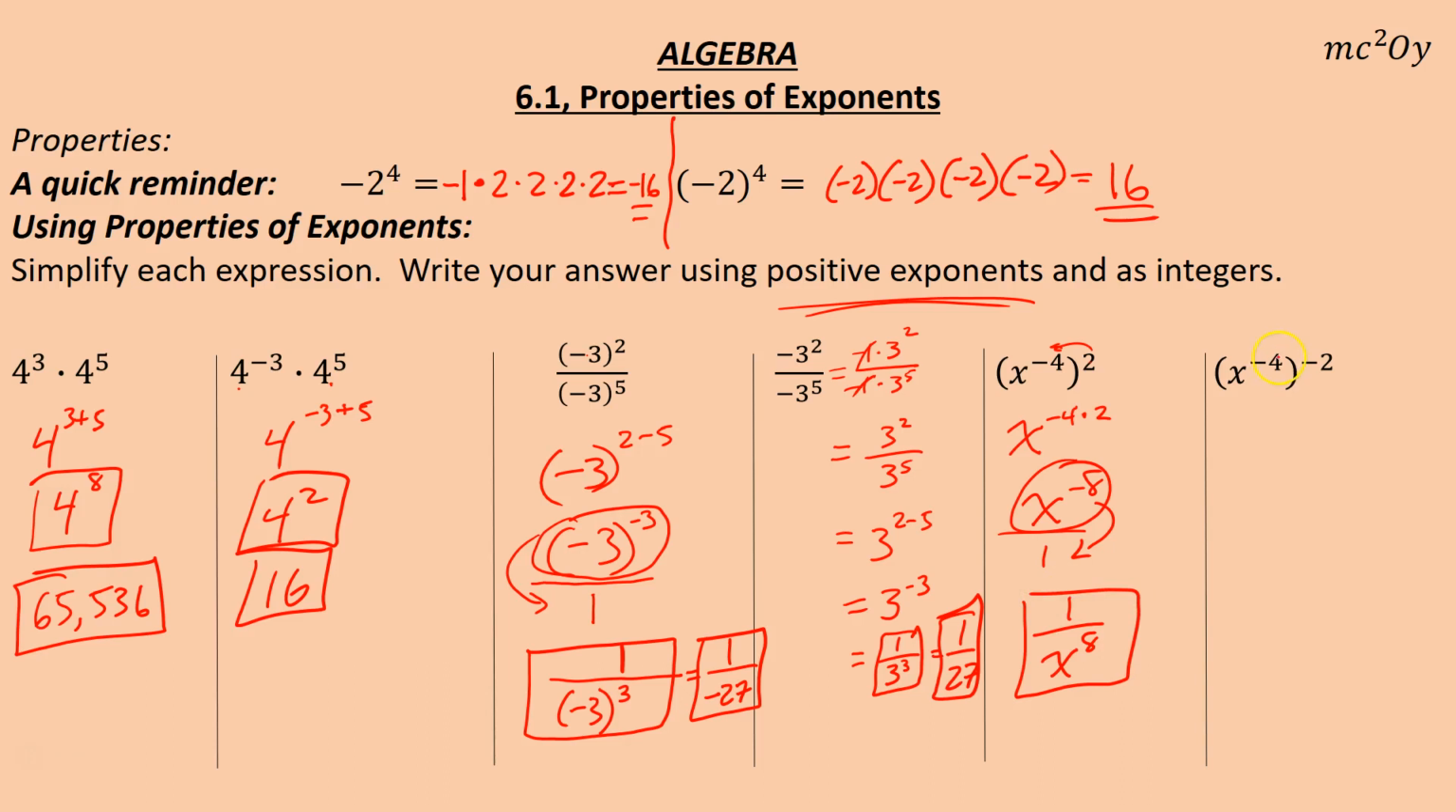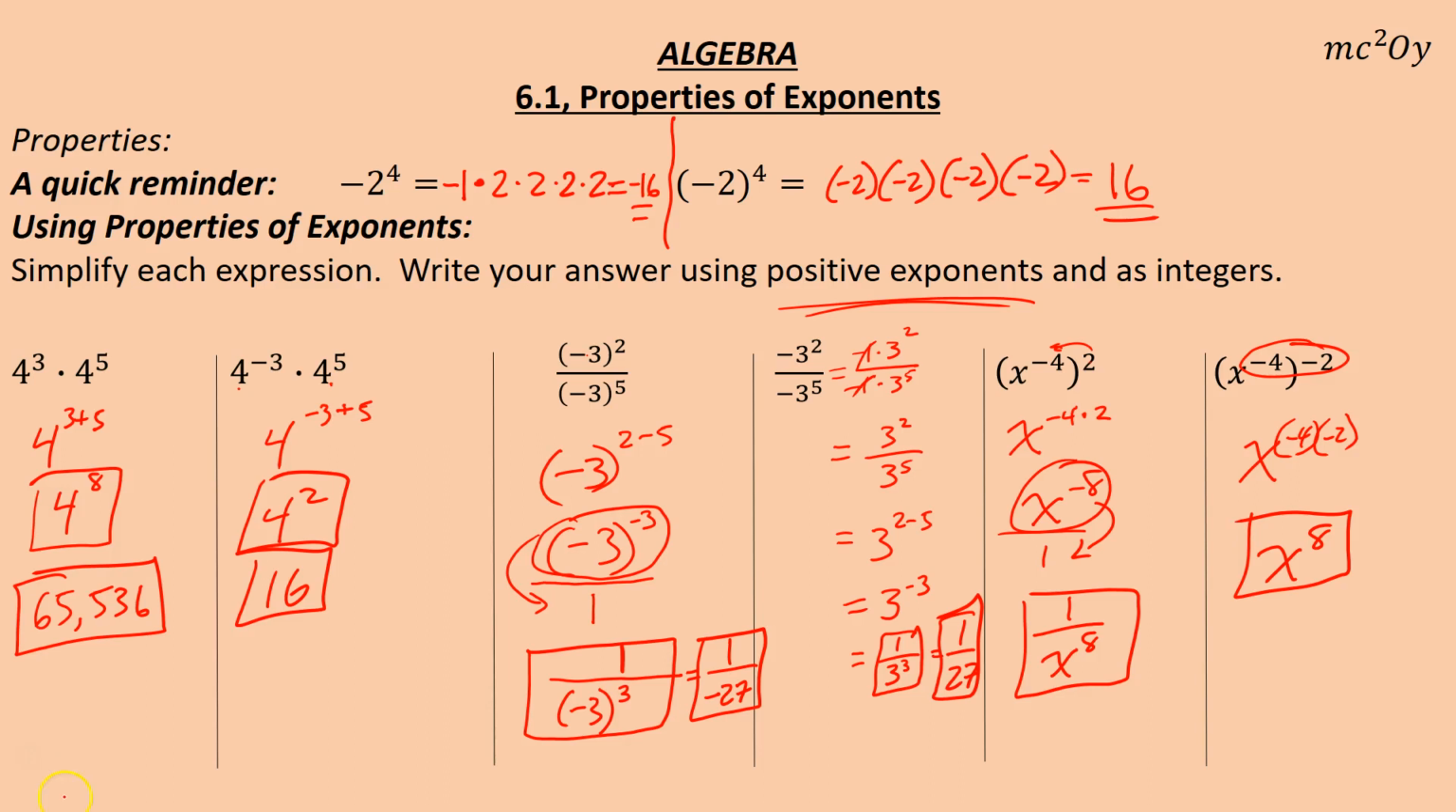Okay, and this last one here, again, we're multiplying them. So we have x to the negative 4 times negative 2. Put them in parentheses just because there are negatives with them. So negative times negative is positive. So x to the positive 8. We're done there.